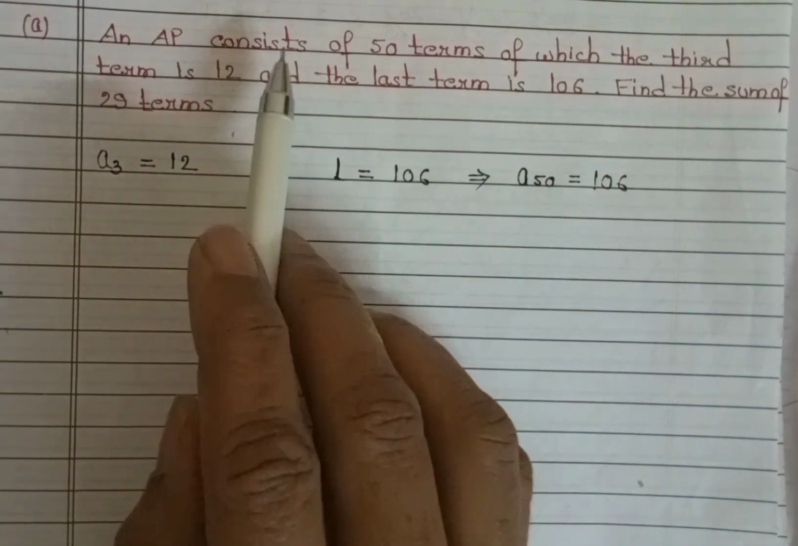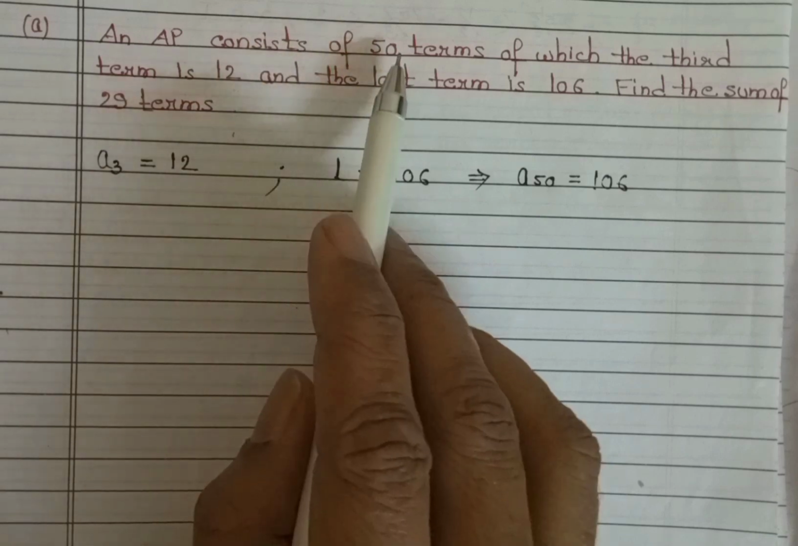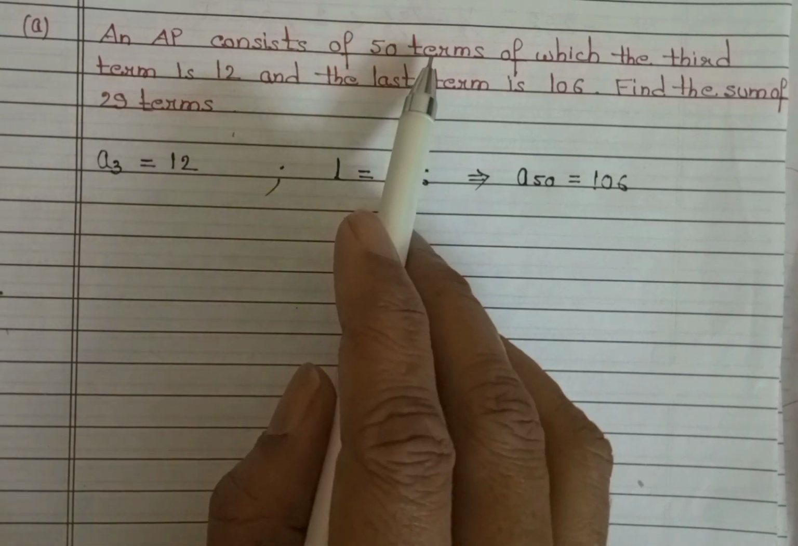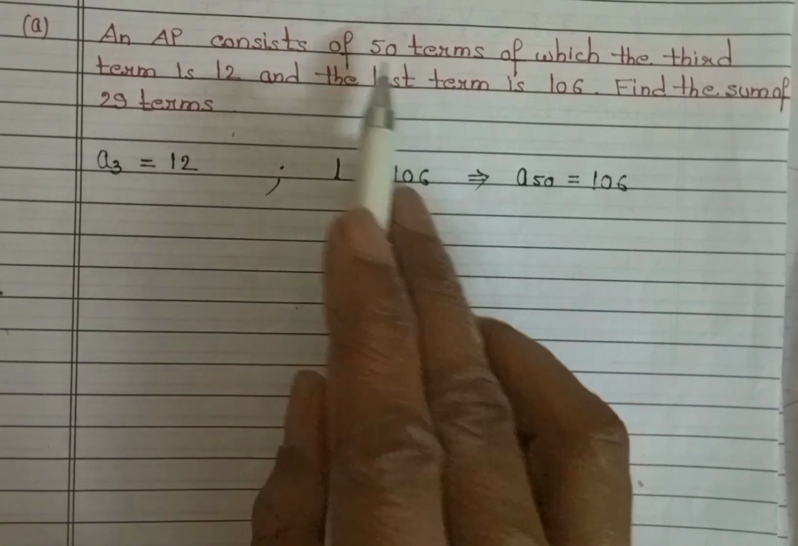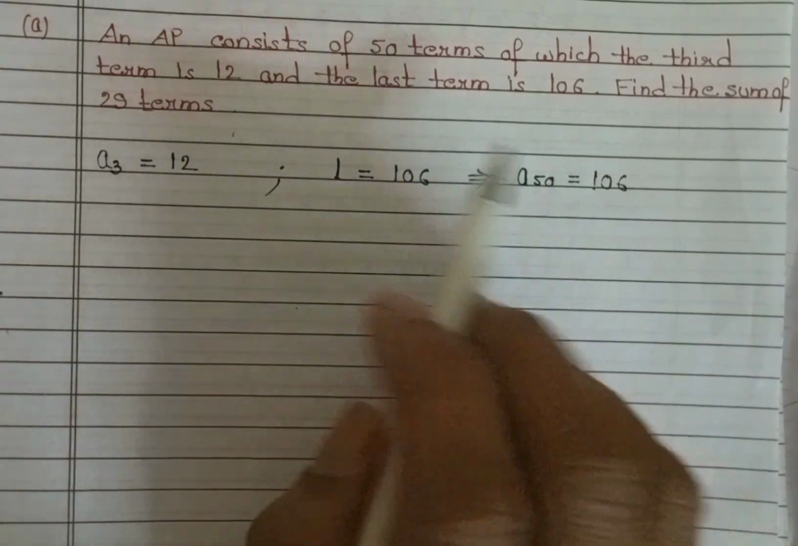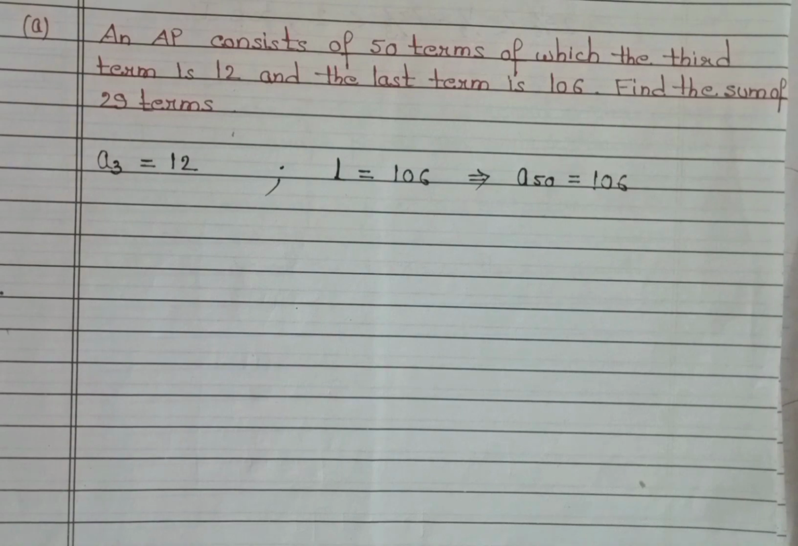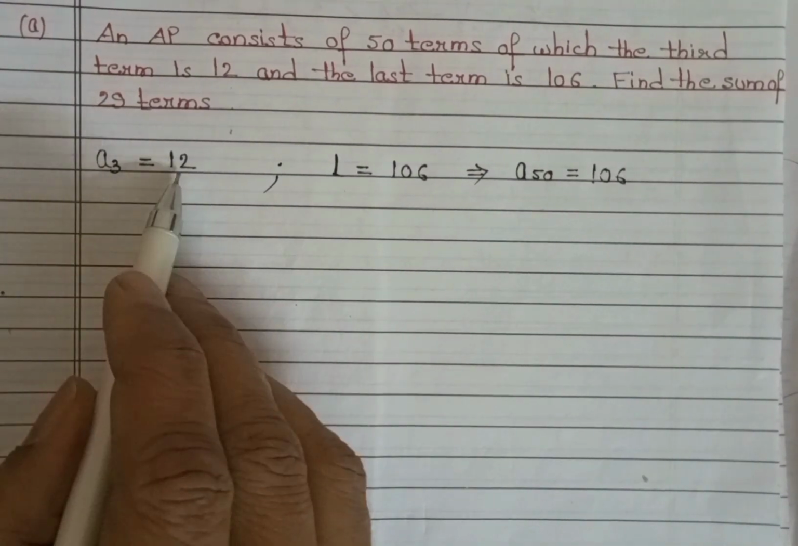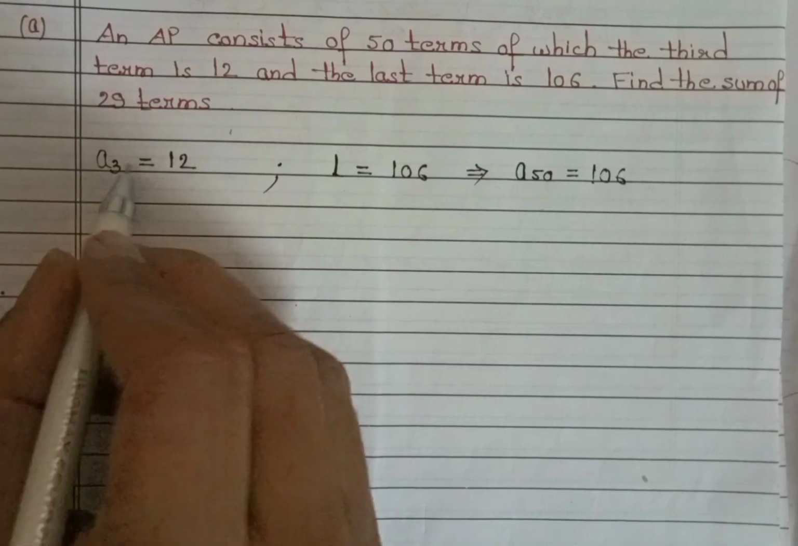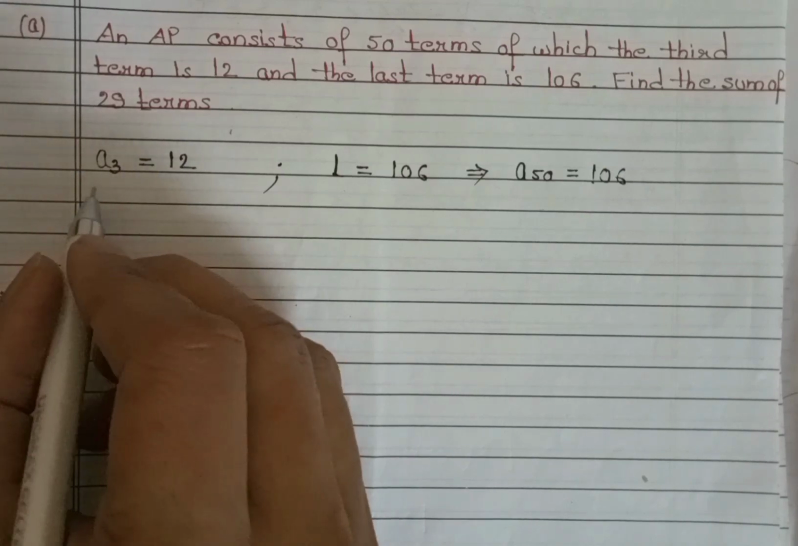See again, the question says the AP consists of 50 terms, and then they are talking about the last term. So last term means 50th term. So two terms are known to us, and from here we can frame two equations. First of all, the third term is given. Now let us write the formula for the third term.